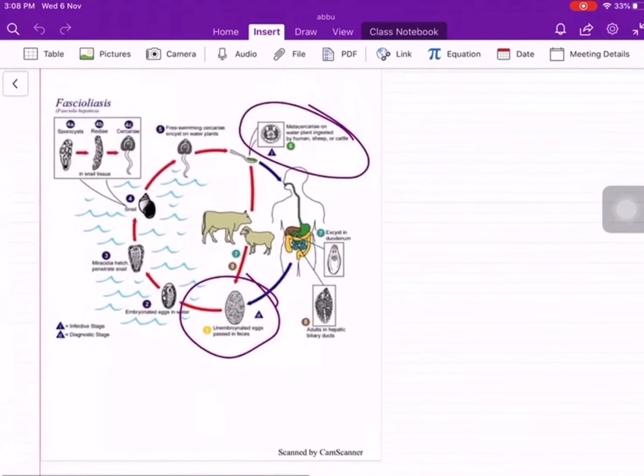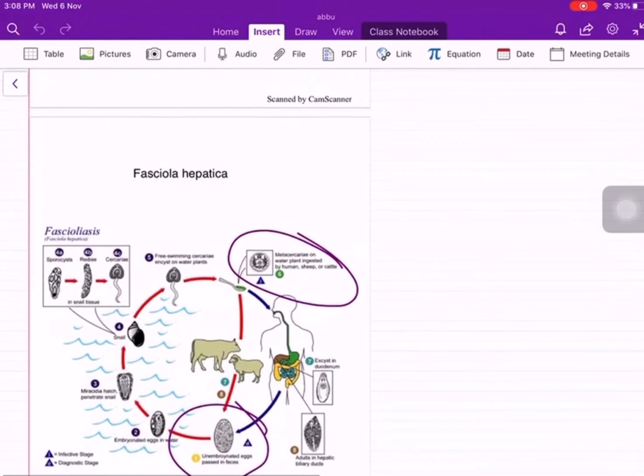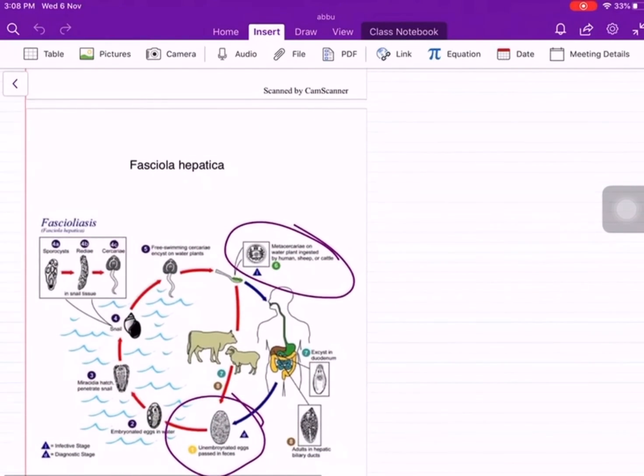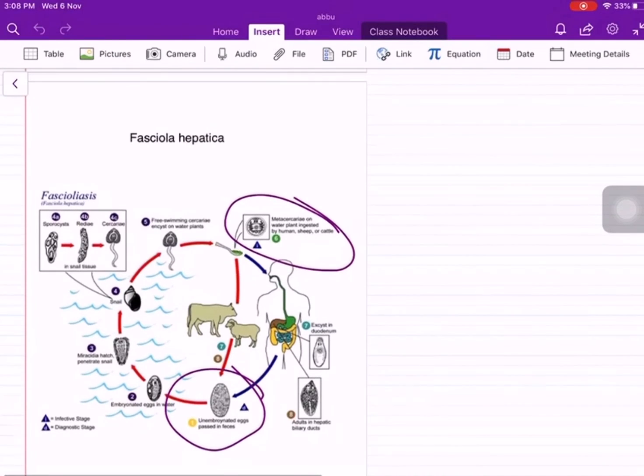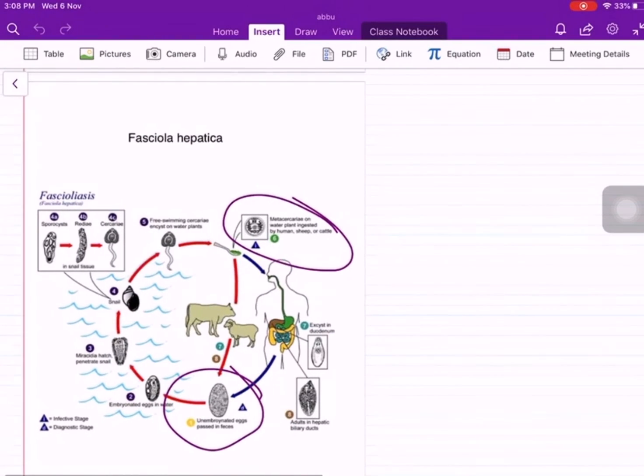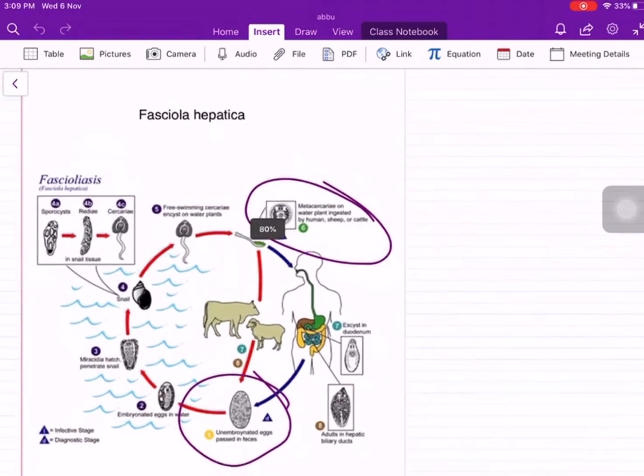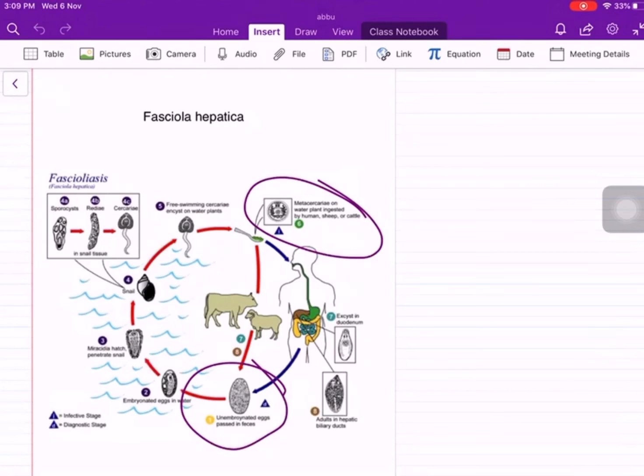And coming to the last one, that is Fasciola hepatica. This is another trematode infection. And we know that in trematode infection, the infective form is metacercariae and the diagnostic form is unembryonated eggs. What you have to know about Fasciola hepatica is that it has two intermediate hosts, which are snail and aquatic plants. Humans and animals ingest this, and the eggs are produced in them and excreted in the feces, and these are the diagnostic form, right?